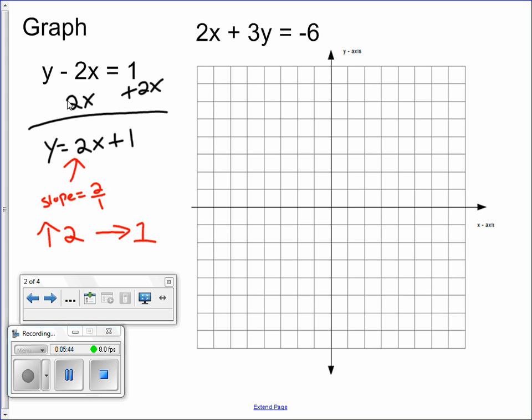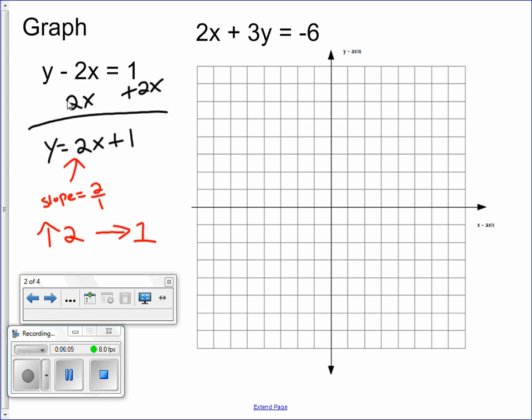Okay. And then you're going to count the y-intercept. Yeah, the y-intercept determines where you're starting from. That's your starting point. So the slope, which is 2 over 1, gives me the up 2, right 1.